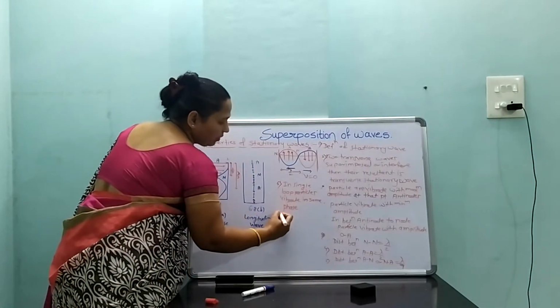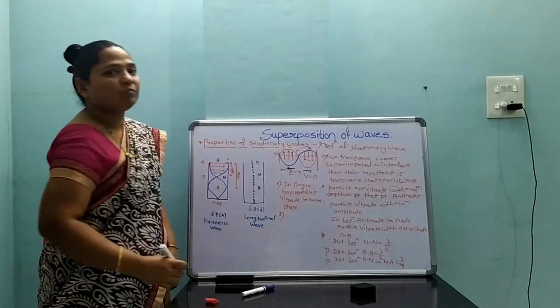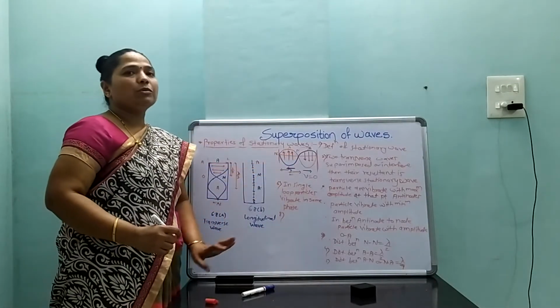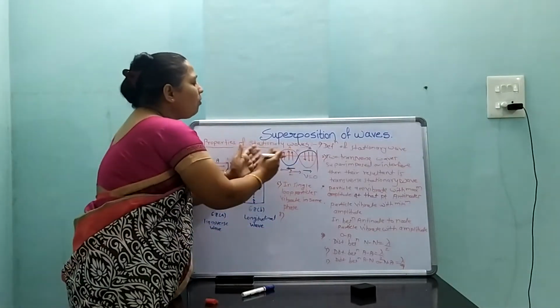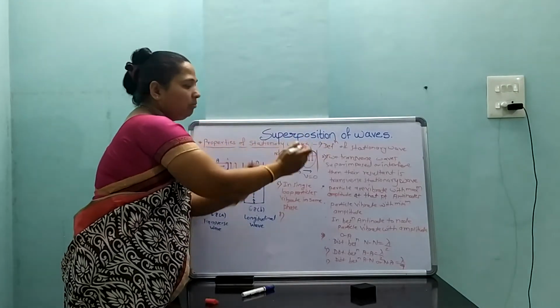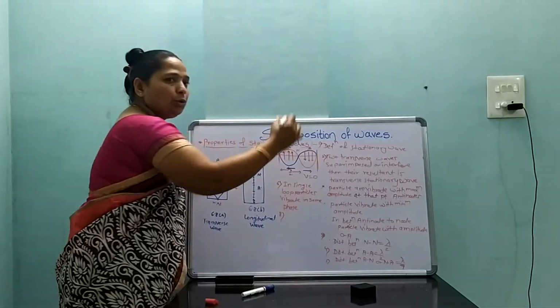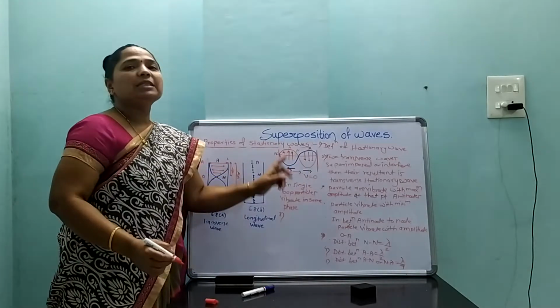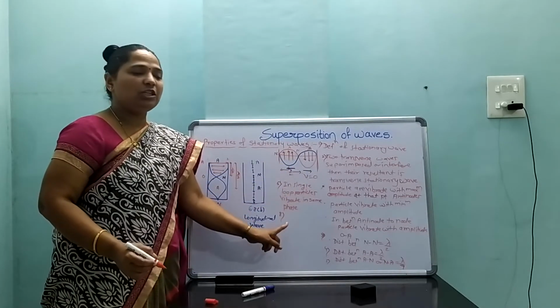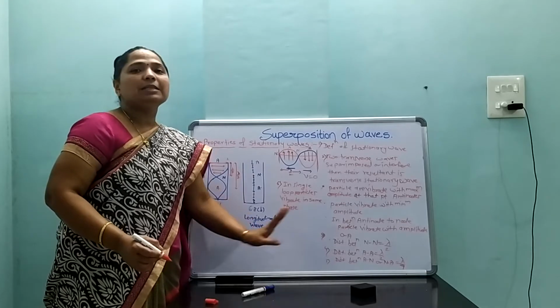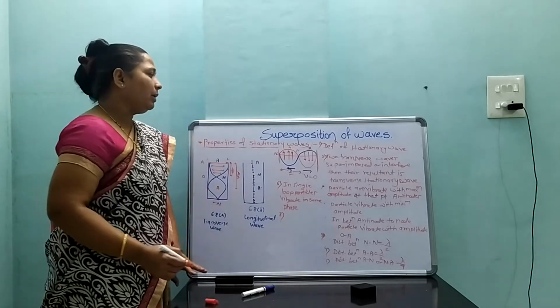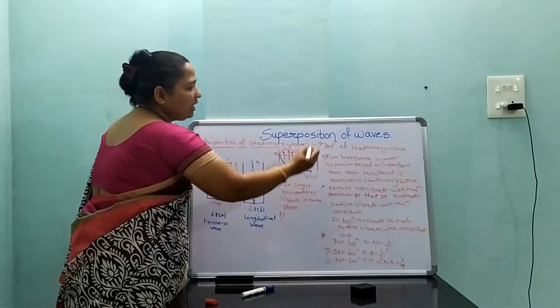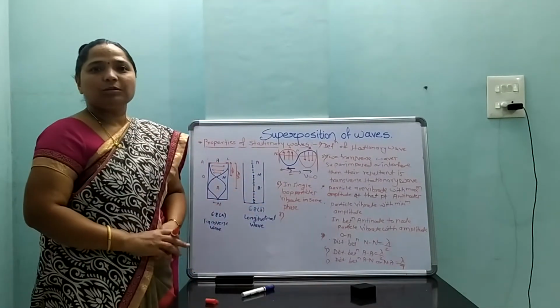Seventh and eighth properties: stationary waves do not move forward and backward. Their velocity is zero. Therefore, a stationary wave is also known as a standing wave. These are the properties of stationary waves.